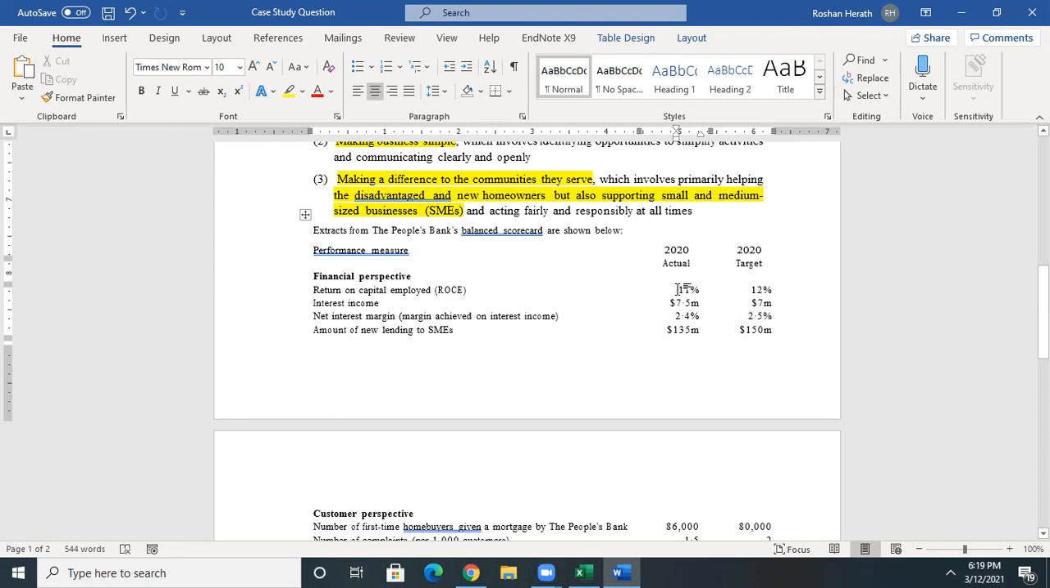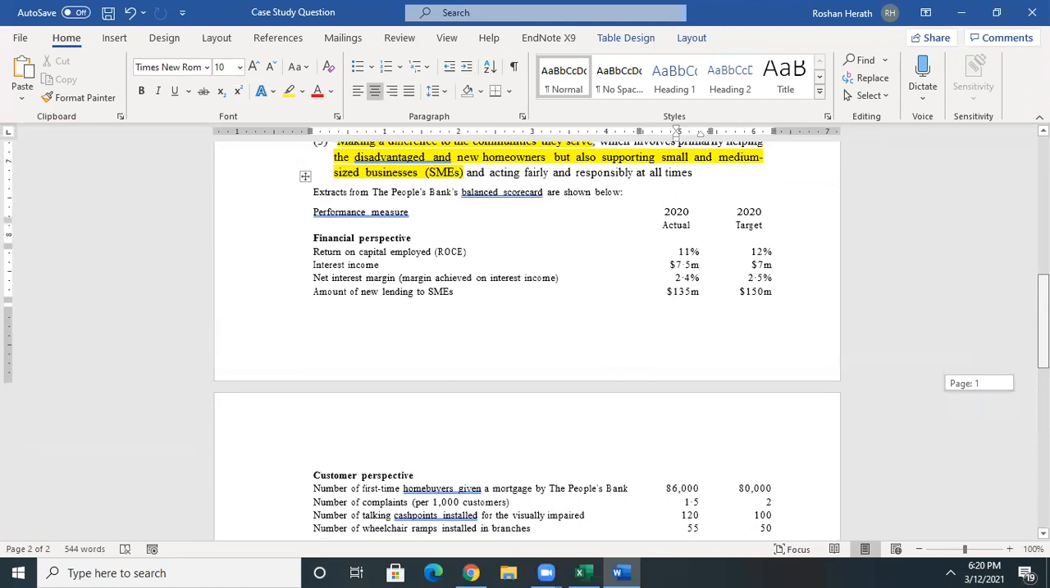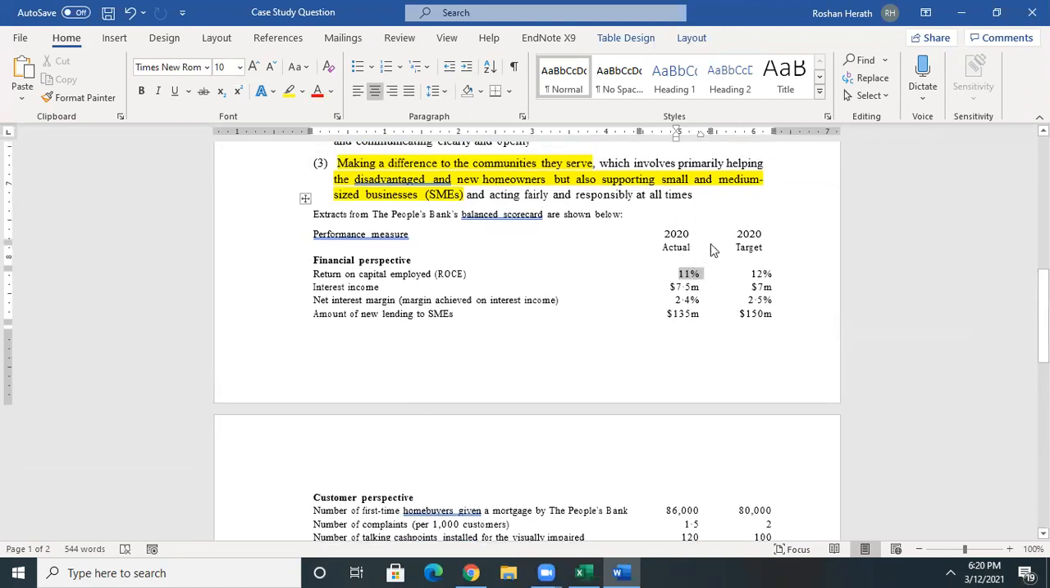Because they may not be efficient. So how do you say so? Because they are making lots of investments, isn't it? They are making lots of investment. See, during the period you have made certain business process re-engineering and you have simplified process more than what you have planned. So therefore a lot of money being invested there. So when you invest lots of money in this, and even you can see that you have established cash points, that you have established wheelchairs. So because of that, most of your money being invested. So hence, you may be achieving a small return on capital employed. But here, we cannot say it is bad, right?